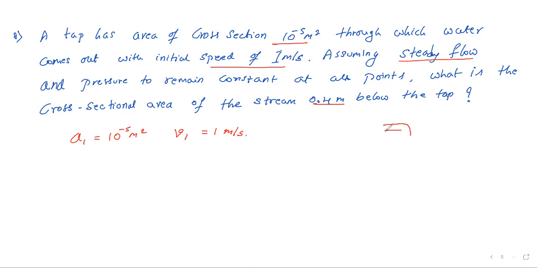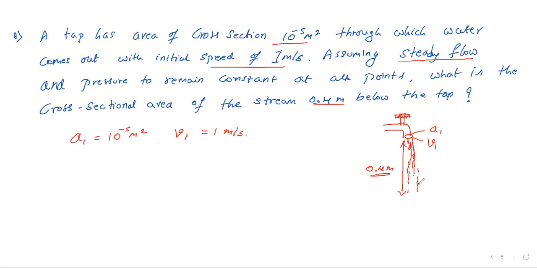So here is a tap. The area of cross section of the tap is given, and the speed with which water comes out is also given. I took the area as A1 and the speed as V1. Assuming steady flow and the pressure to remain constant at all points, completely steady flow will be there. What is the cross-sectional area of the stream 0.4 meter below the tap? Below the tap here, 0.4 meter below.